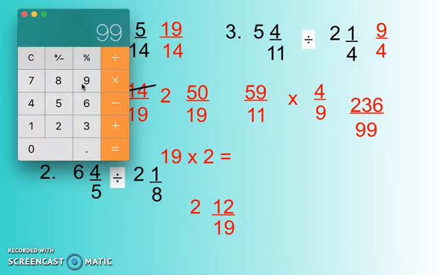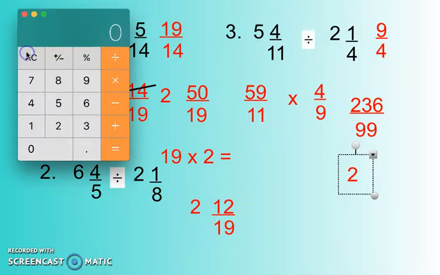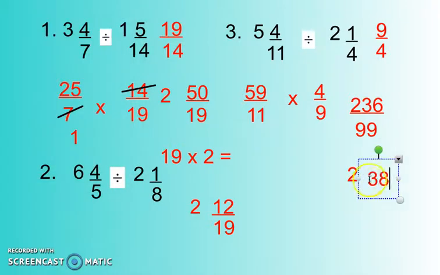And 99 times 2 is 198. So it goes in there twice. And how much is left over? 236 minus 198 is 38. So there is 38 left over. And so that's our extra pieces. And we are separating our wholes into 99 equal parts. It's a lot of equal parts. And so our answer is 2 and 38/99ths.